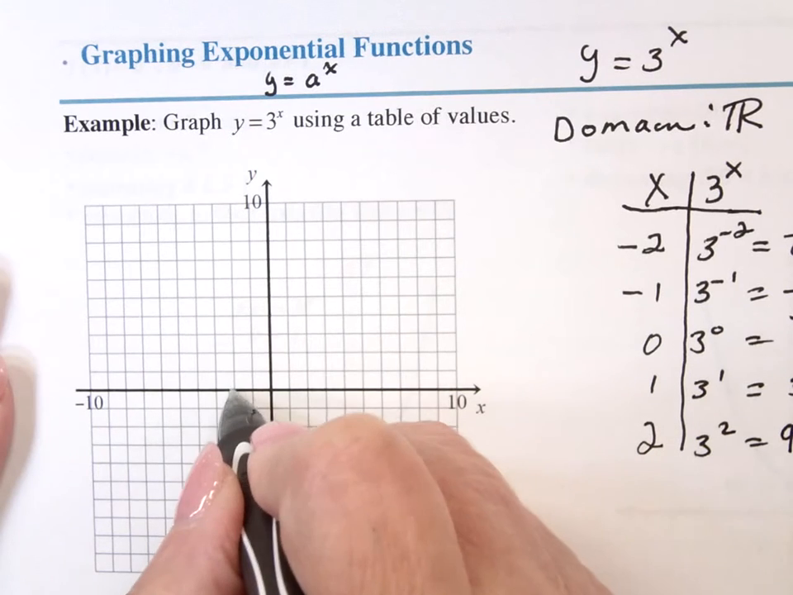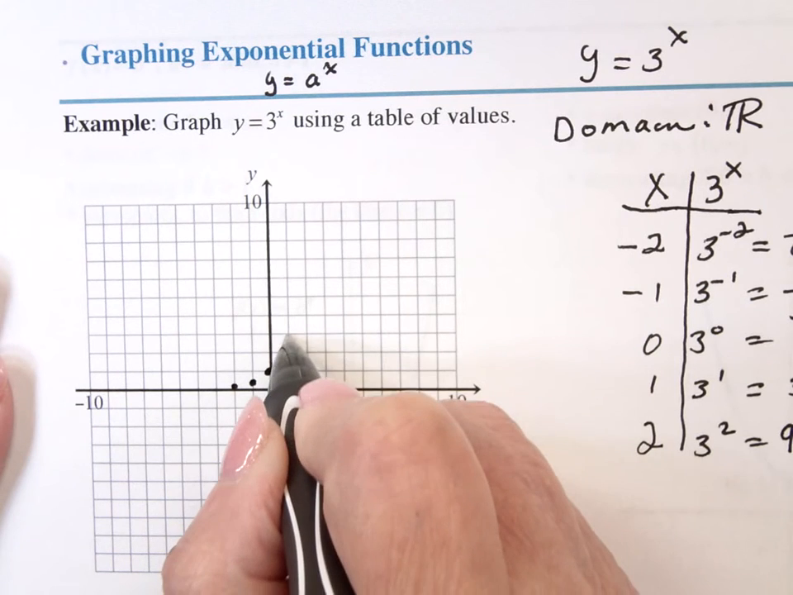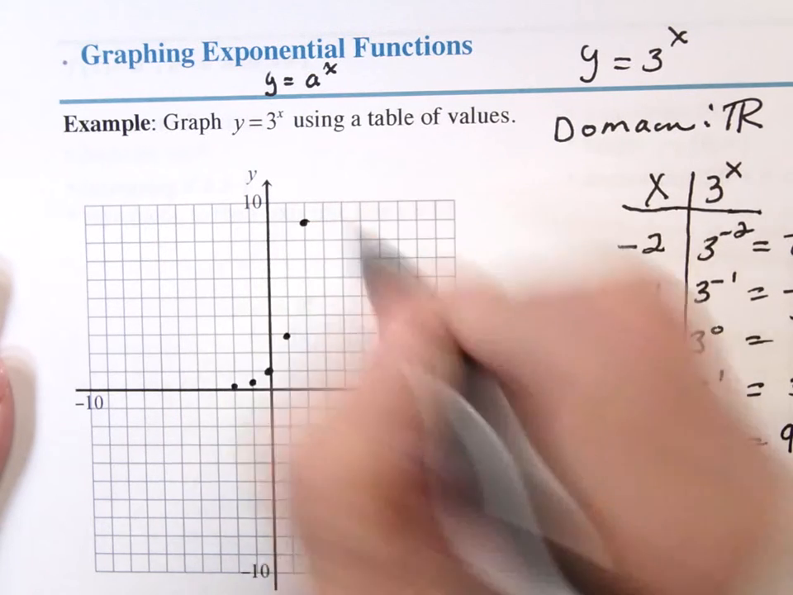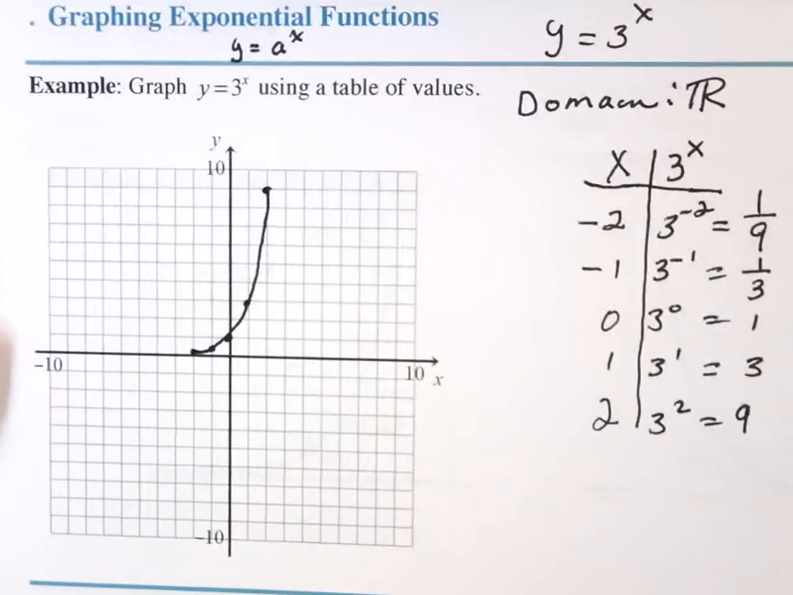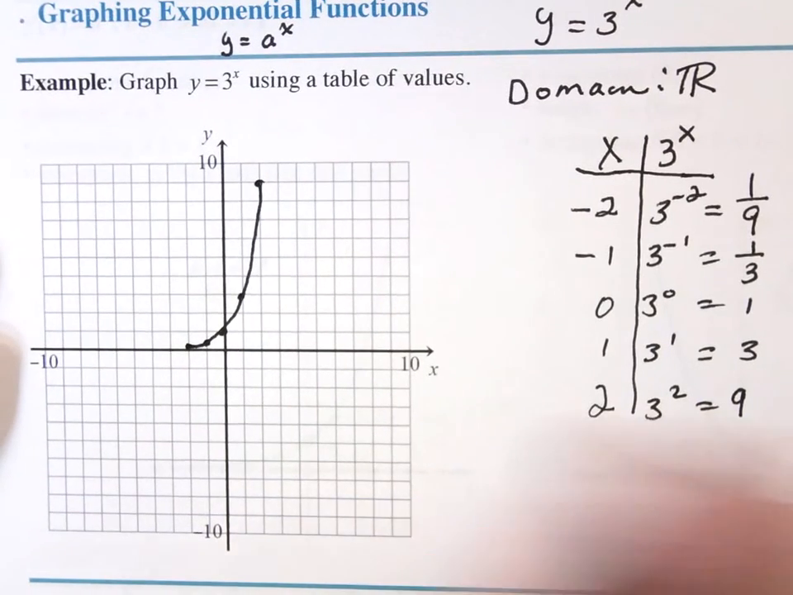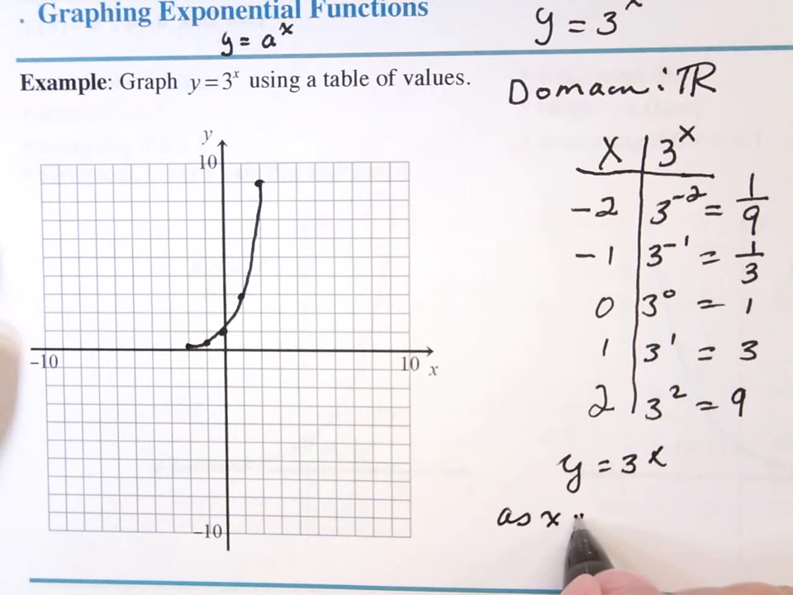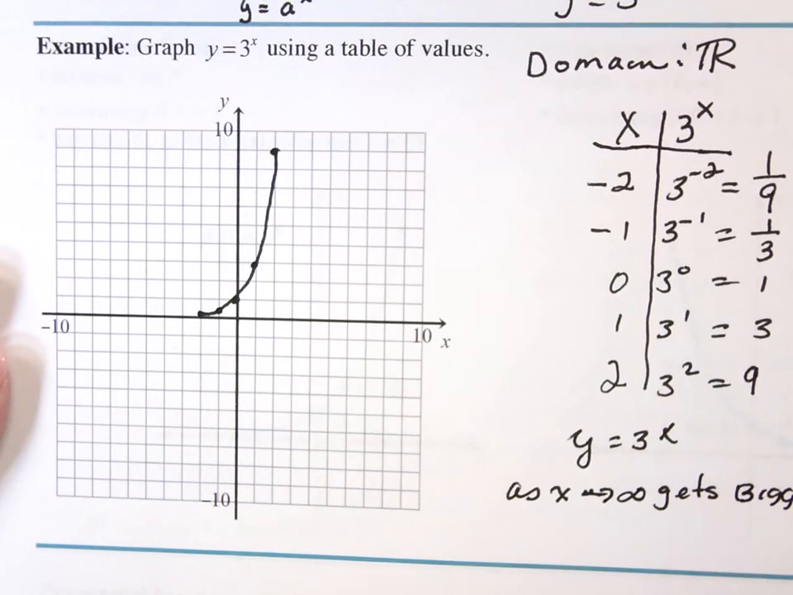So at -2, we're about 1/9, 1/3, 1, 3, and 9. So those are my points. And since we're big people now, we can say, if I'm looking at y equals 3 to the x, as x gets bigger, 3 to the x also gets bigger.